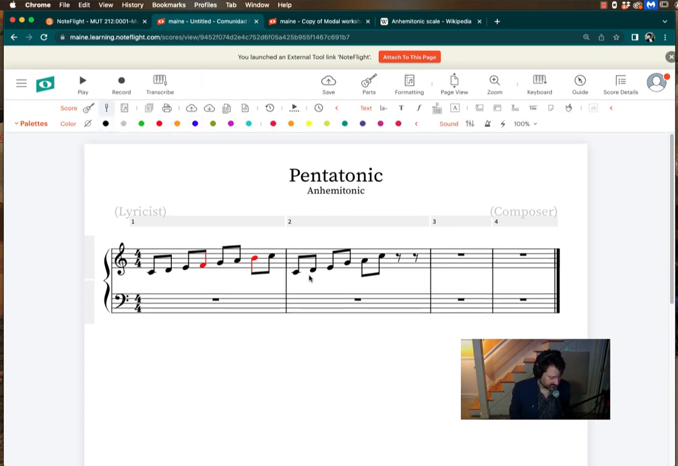You might recognize it from lots of different tunes in folk music and other places as well, certainly rock and roll.